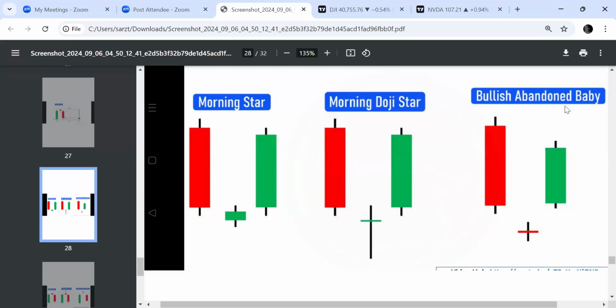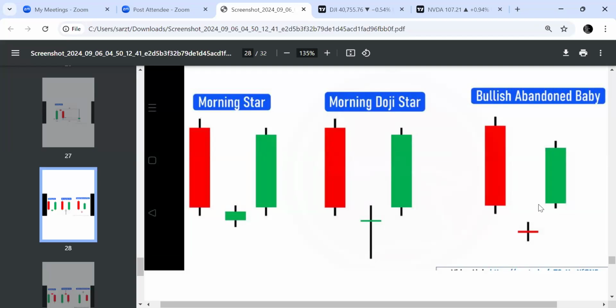Abandoned baby means what? Here, the middle candle doesn't have any connection with the remaining two candles. So we call it an abandoned baby. We can completely call it a gap down. For example, if you take a daily time frame, it is one day, and the next day it completely gaps down and never touches the low of the previous candle.